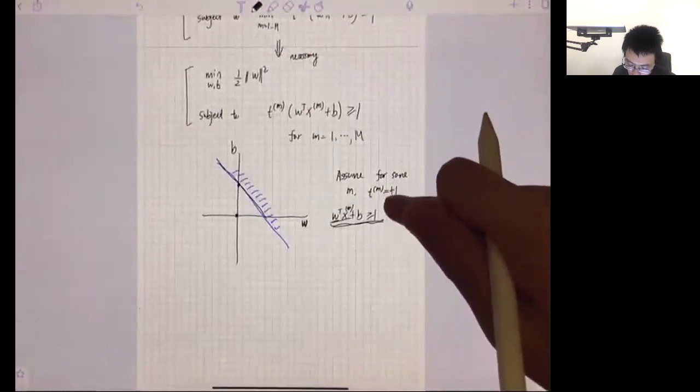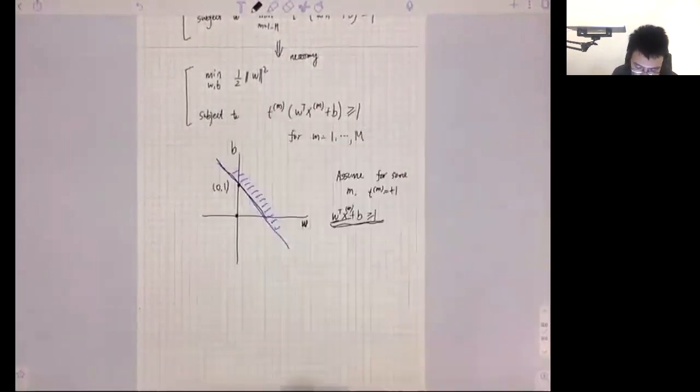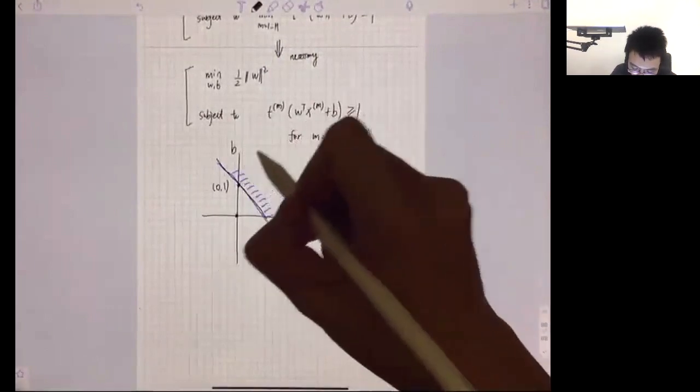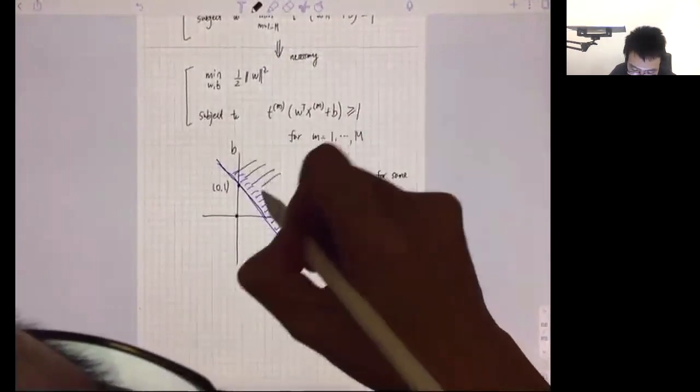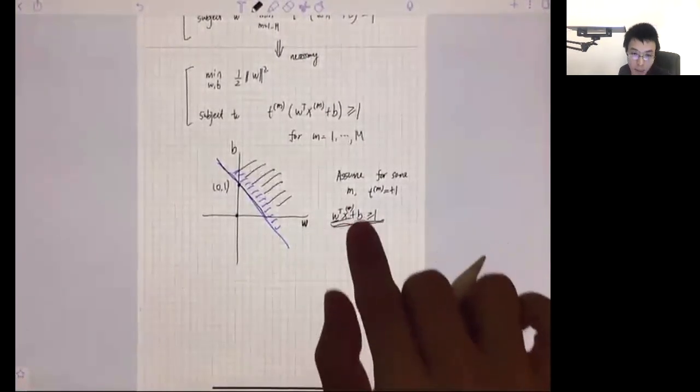For any positive data sample, it must cross this point, okay? W equals 0 and B equals 1. And the feasible set must be the upper half space, because if I have a larger B, then it's more likely to be satisfied, okay?